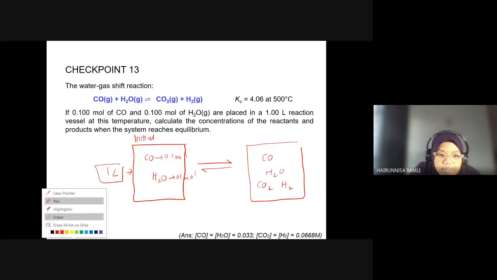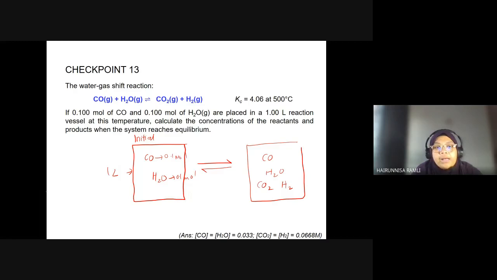Lepas tu dia kata, calculate the concentration of the reactants and product when the system reach equilibrium. Maksudnya dia nak kat sini. So you have to remember, even though initially you only place CO and H2O, but when you reach equilibrium, they akan produce product, right? So of course reach equilibrium akan ada empat jawapan yang you kena dapatkan. CO, H2O, CO2 and also hydrogen.